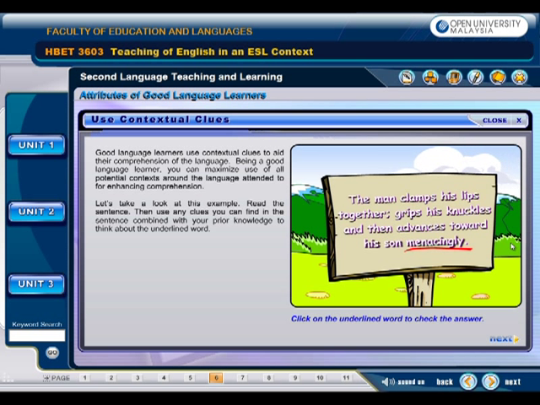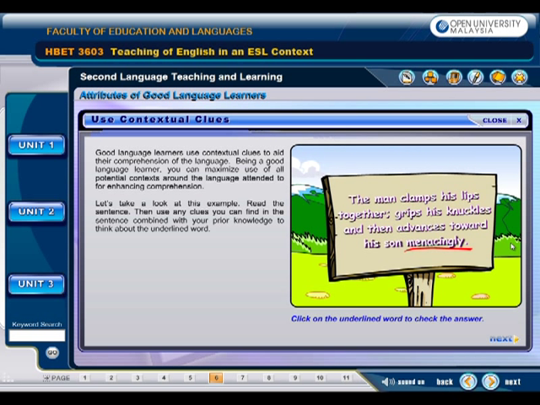Good language learners use contextual clues to aid their comprehension of the language. Being a good language learner, you can maximize use of all potential contexts around the language attended to for enhancing comprehension. Let's take a look at this example.